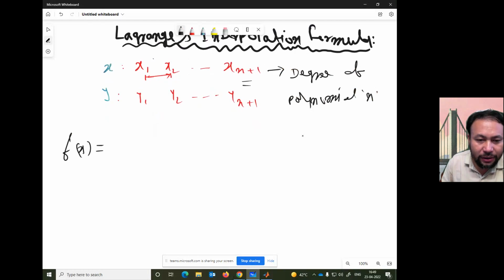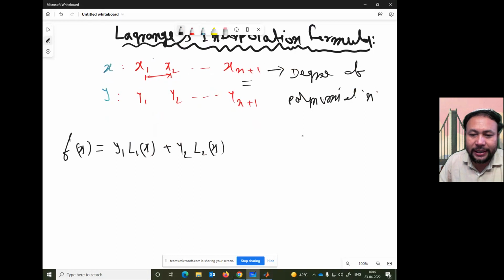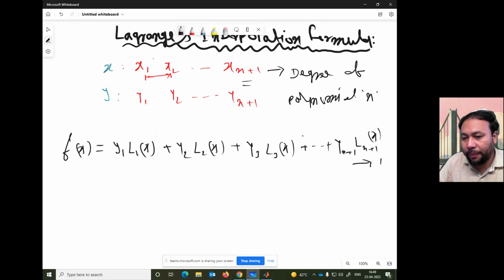f of x is equal to, suppose, y1 L1 x. What is L1? It is a function of x. Plus y2 L2 x, plus y3 L3 x, plus and so on, we can go up to y n plus 1 L n plus 1 x, because we are talking about the polynomial of degree n, so I need n plus 1 points. Let us call this equation number 1.